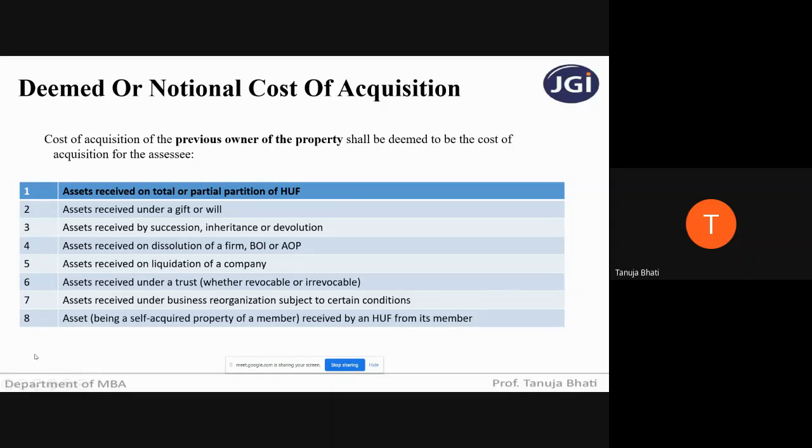So what does this mean? That in these 8 situations, the cost of acquisition that you have to consider will be the cost of acquisition of the previous owner. Now suppose assets received under a gift or will. My uncle had a capital asset and he had purchased it for some particular cost. He gave it to me as a gift. So whatever cost the uncle, that is the previous owner, who was holding the property before me, had incurred for acquiring the property will be the cost of acquisition for me as well. So only in these 8 situations, remember students, the cost of acquisition of the previous owner is the cost of acquisition that you have to take while computing the income from capital gains.